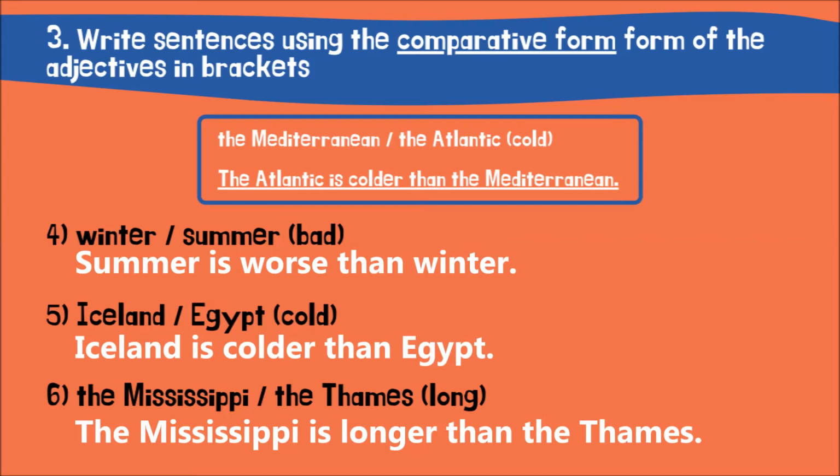Okay. Right, number 5. Iceland slash Egypt. Iceland and Egypt ni ialah nama negara. Okay, Iceland and Egypt is the name of country. Okay, so the adjective is cold. C-O-L-D, sejuk. So what is the comparative form of cold? Yes, colder. C-O-L-D-E-R. Okay, so between Iceland and Egypt, which one is colder? Iceland located in Europe. Egypt located in Middle East.